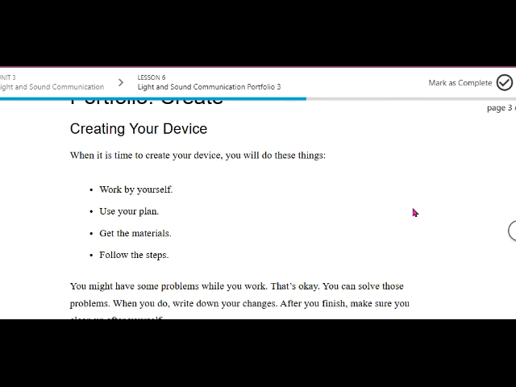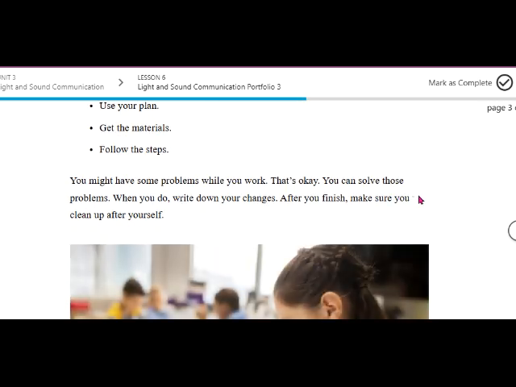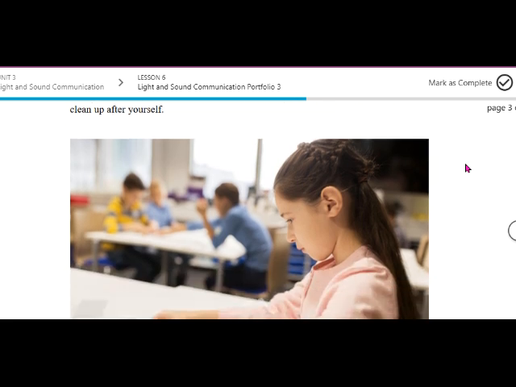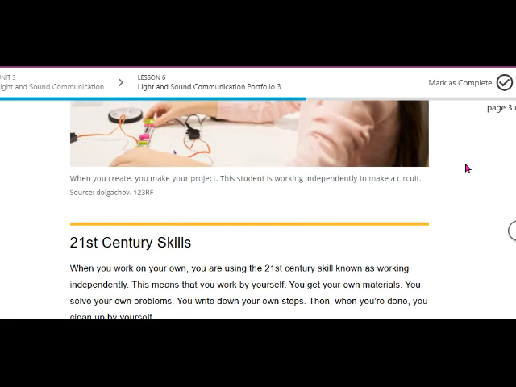Creating your device. When it is time to create your device, you will do these things. Work by yourself. Remember, this is your plan. You can get help, but make sure you're doing the thinking and the trying. Use your plan, get the materials, and follow the steps you wrote down. You might have some problems while you work. That's okay. You can solve those problems. When you do, write down your changes. After you finish, make sure you clean up after yourself.